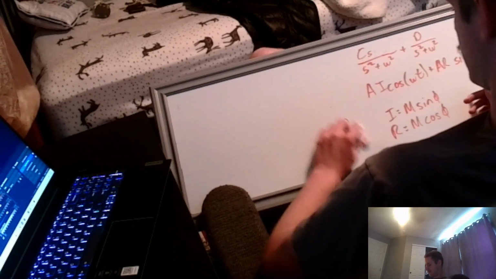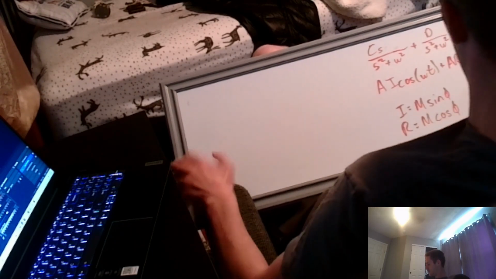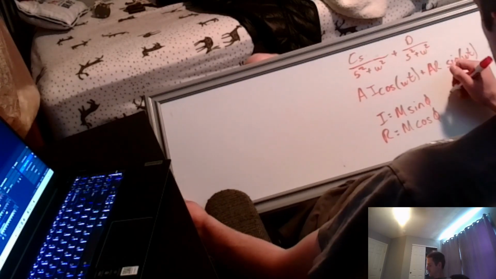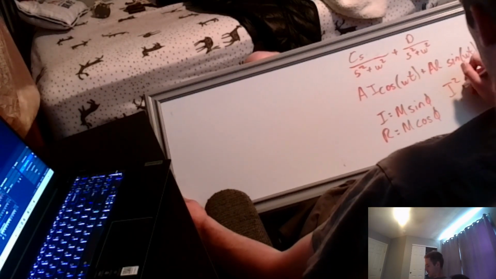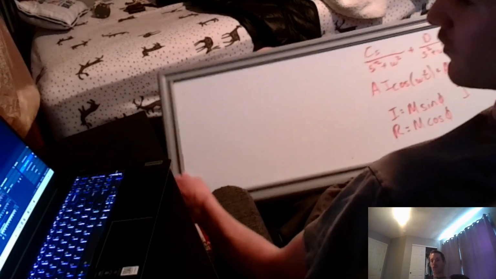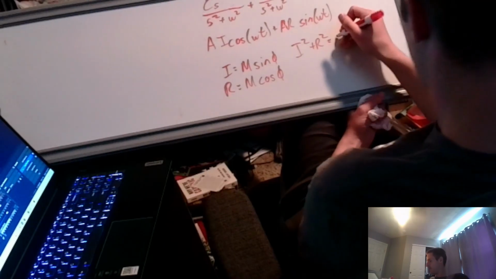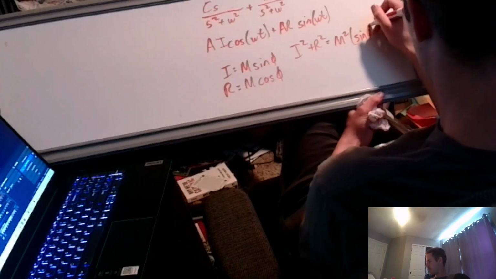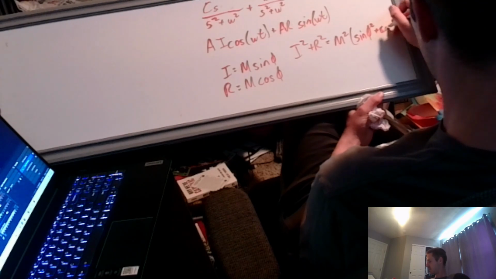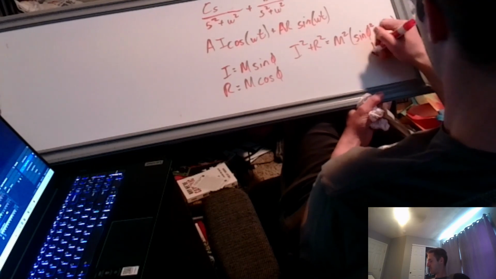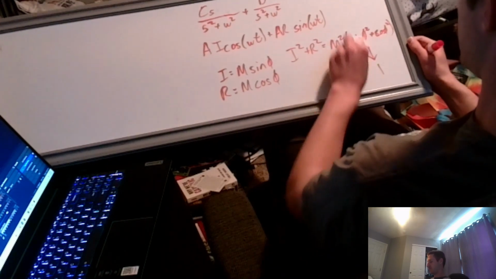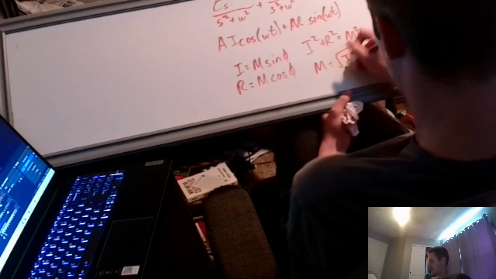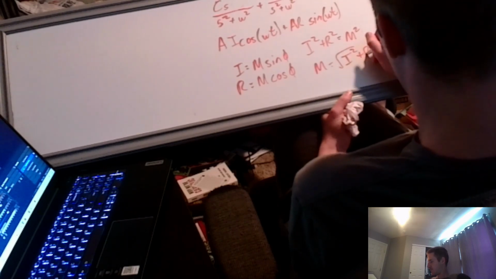Substitute this in. First what I want to show is that I squared plus r squared equals m squared times sine phi squared plus cosine phi squared, which of course is 1. So I squared plus r squared equals m squared. So m equals the square root of I squared plus r squared.